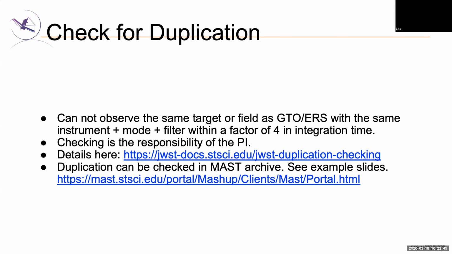Checking that is your responsibility, and you can find information about how to check for duplication in Jdox. You can also check it on the MAST archive. So let's see if that will work. I will go on the MAST archive and check for existing programs. All the GTO and ERS programs are already on the archive of James Webb. Of course, there are no actual observations, but all the targets and all the fields are defined. So you can check there if your favorite object is already observed.